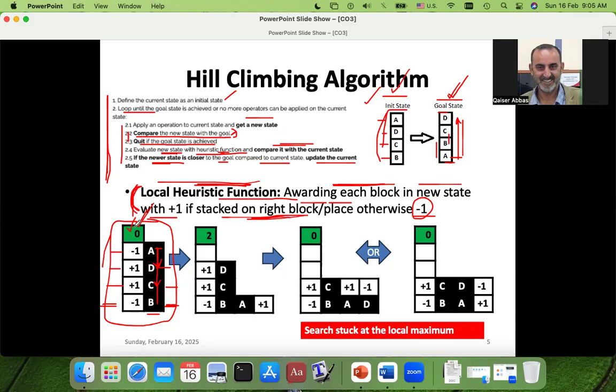Now, this is our current state, the initial state. Now the algorithm will do what? It will get a new state by applying some operation over it. Okay, then what operation will I apply? I will move this top block down. And here in the next state, the top block is down here now.